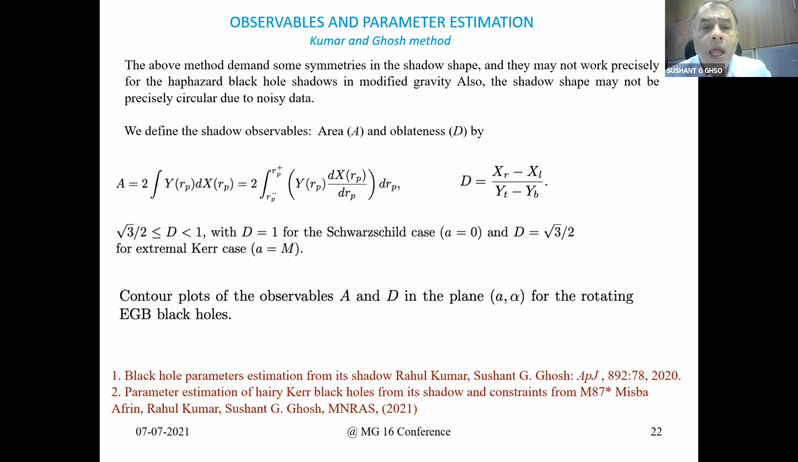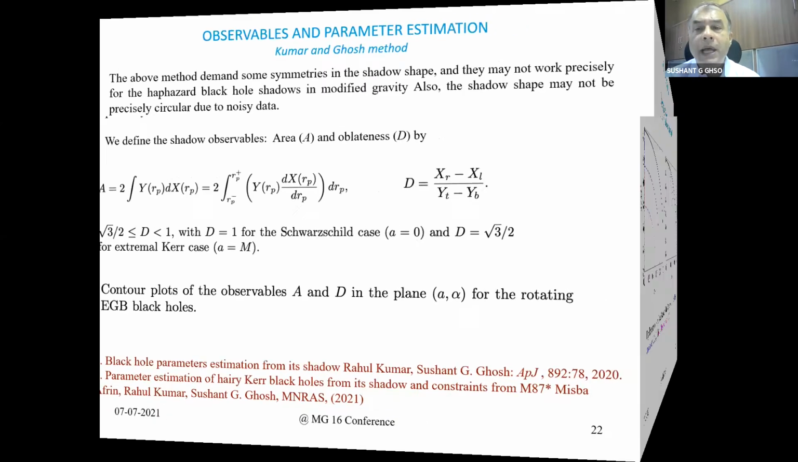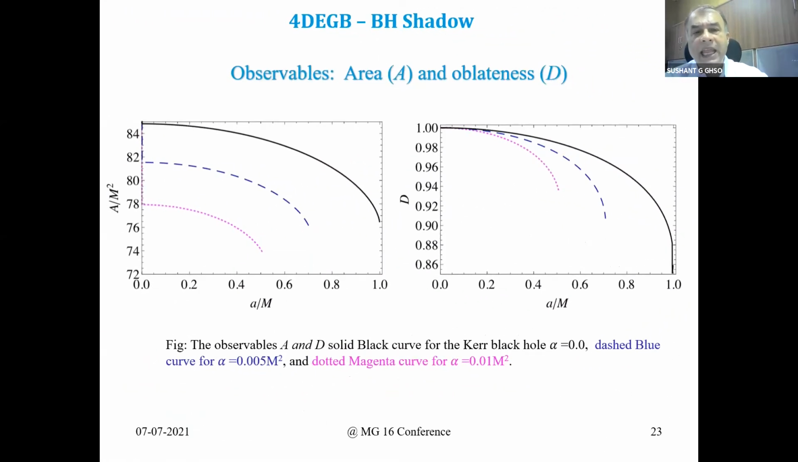Numerically, we define these two observables, and the distortion can be 1 for the Schwarzschild case, and it can be at most √3/2 for the Kerr case. Then we make a contour plot of A and D in the alpha-A plane, the plane of the black hole parameters. The black line is the area observable, and D is the obliqueness.